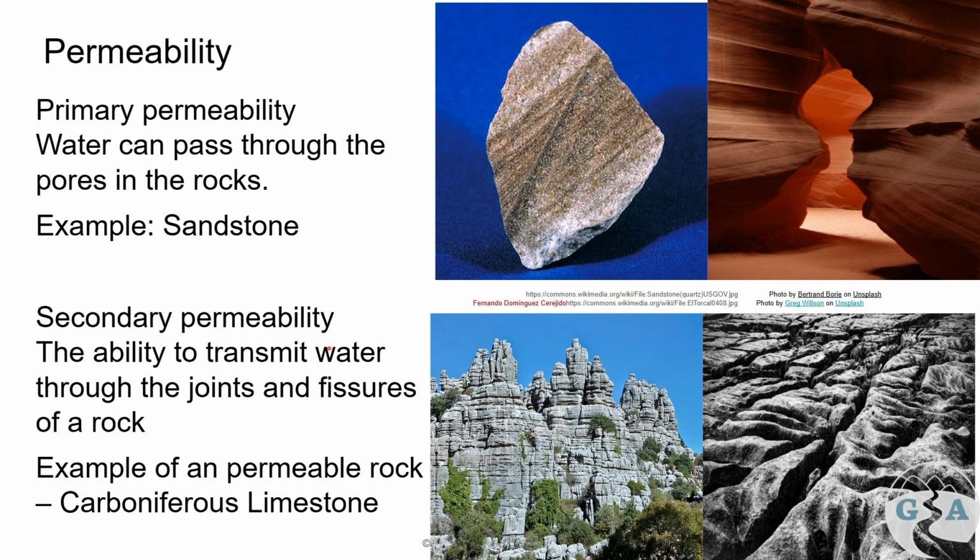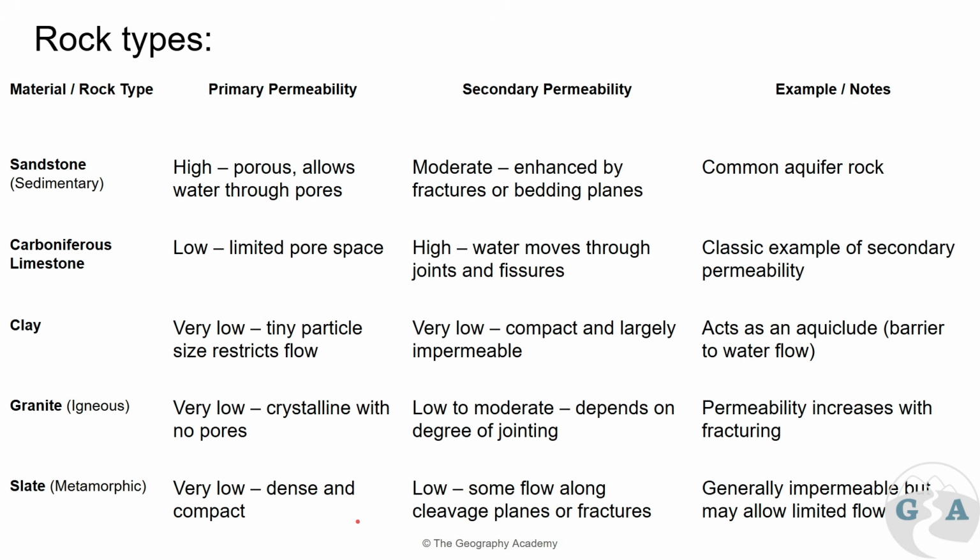In terms of permeability, then, primary permeability is passing through the pores like sandstone. We can now see how grainy this one is. Secondary permeability is the ability to go through fissures, joints and fissures like we can see here. So if we can imagine this happening even where we can't see it underneath the rock, we have all these fissures that water can flow through, more so connected with carboniferous limestone. It's a type of rock that will come up again and again in the course. Good to get used to it and to start writing about it and using it as an example.